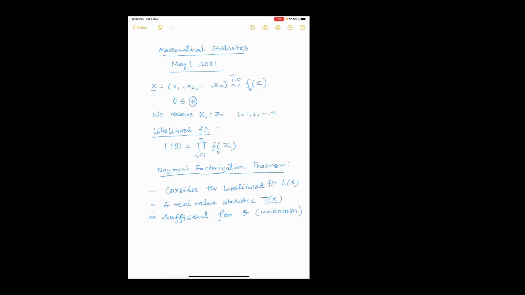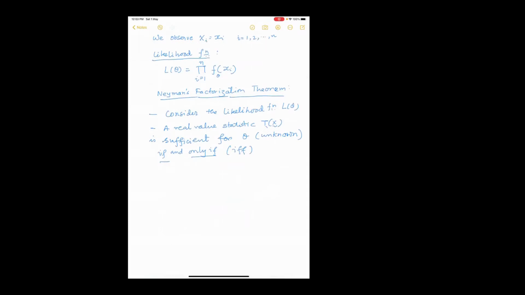and if and only if, it's both sides, remember that, if and only if the following factorization holds. Okay, so what is that factorization? It says L(theta) equal to, you can write it as G(T(x tilde)) times H(x tilde).